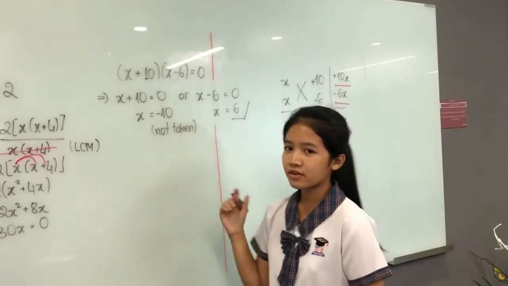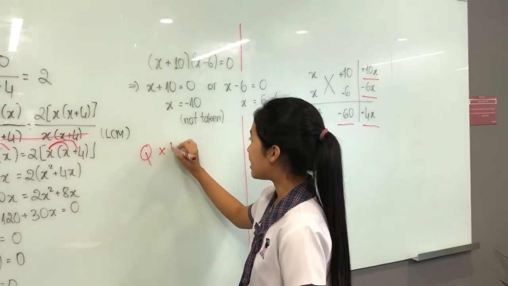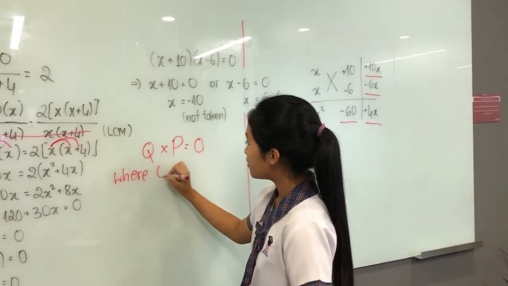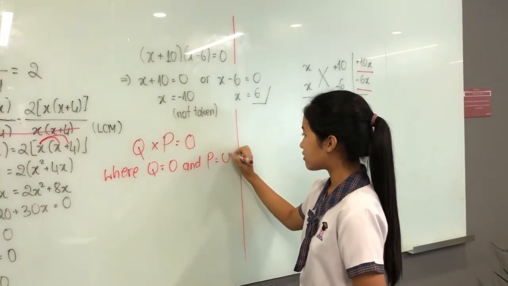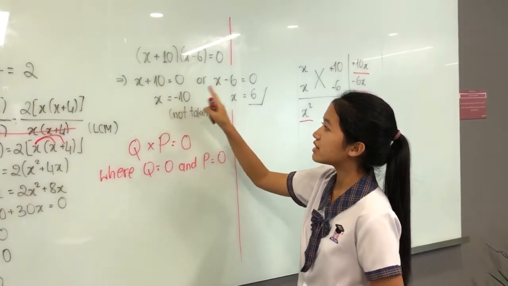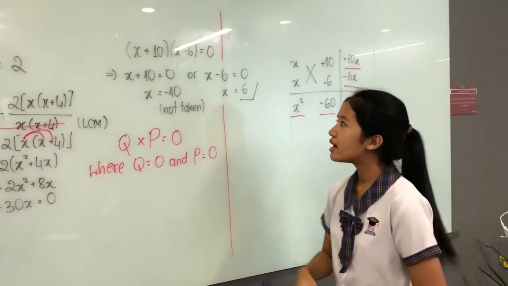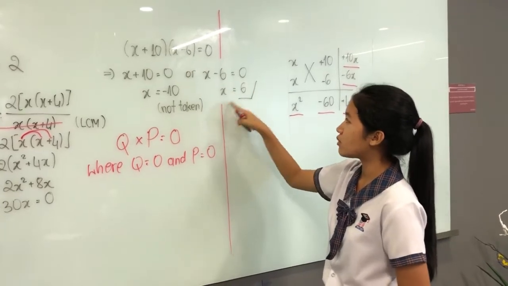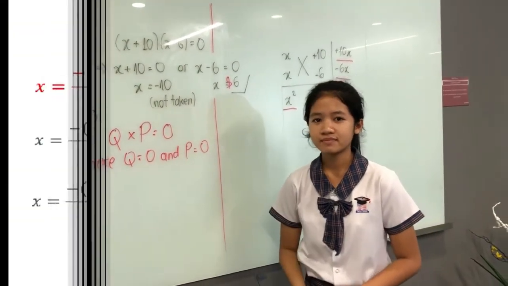And so to solve a quadratic equation, we need to use the form q multiplied by p equals 0, where q equals 0 and also p equals 0. So x plus 10 equals 0, x equals negative 10, but it is not taken because it is a negative number. When x minus 6 equals 0, x equals $6. So this is the answer of the problem.